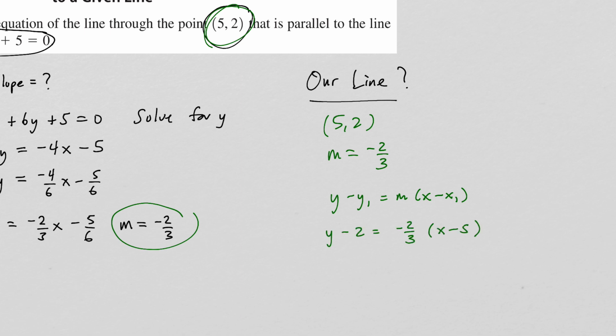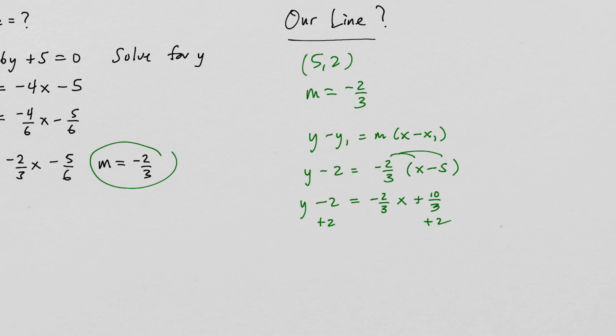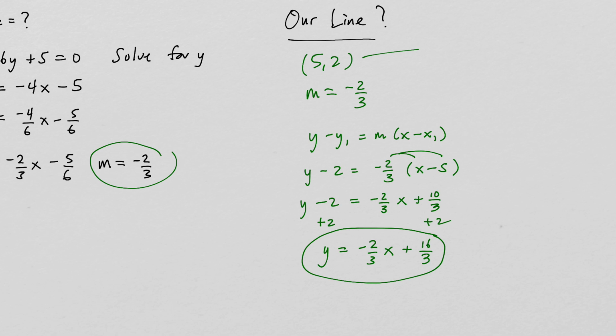Same thing we did earlier. And we'll go ahead and distribute here, carefully. And then we'll add 2 to both sides. And this gives us y equals -2/3 x, and then 10/3 plus 2 is 16/3. And so this is the line that passes through this point and is parallel to the line that was given to us.